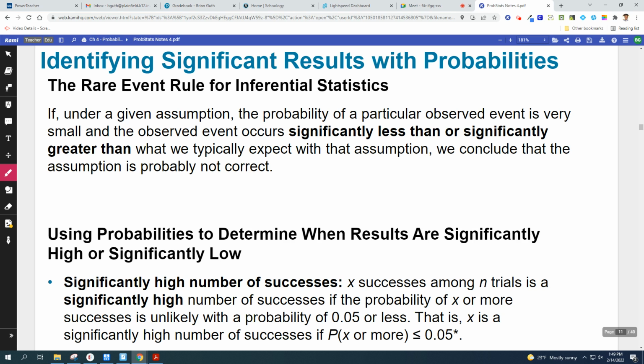Okay, so if some probability is really small, like let's say, what's the probability that the next dog you see has 3 legs?